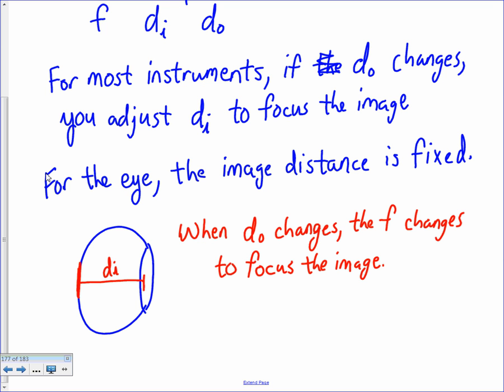Okay, so if I think about this in terms of the thin lens equation, I'm going to write the thin lens equation in a different form. That is 1 over di equals 1 over f minus 1 over do. So 1 over di doesn't change. And so this difference between 1 over f and 1 over the object distance has to remain constant.